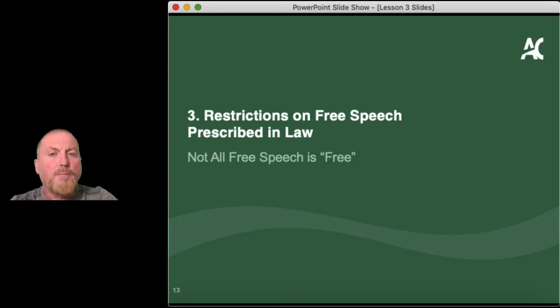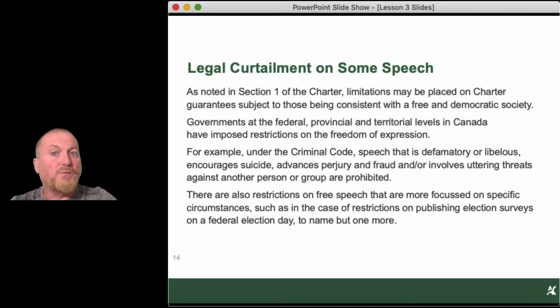Okay, but what are the restrictions on free speech? Because we're saying that not all free speech is free, right? Not all speech can be allowed, right? If we want to have a civil society that can function and not be in conflict, or not be oppressive of certain peoples as opposed to other peoples, and so on. So as noted in section 1 of the Charter, limitations may be placed on Charter guarantees subject to those being consistent with a free and democratic society, as I already pointed out.